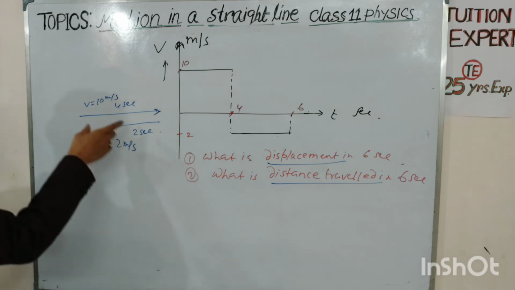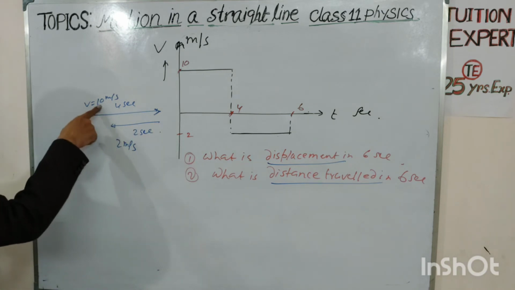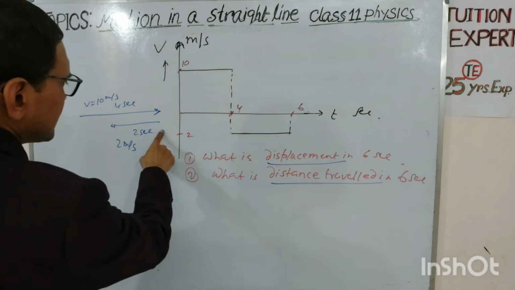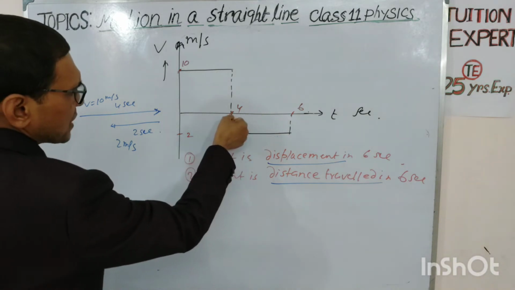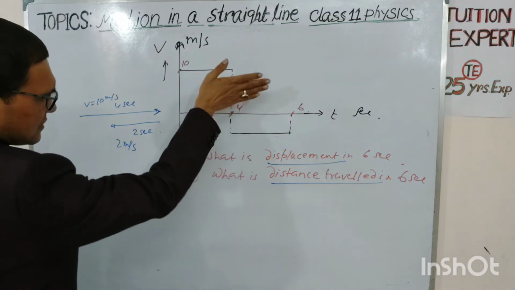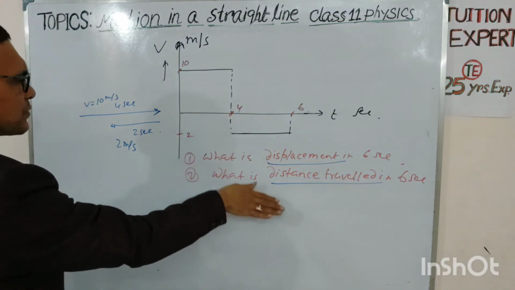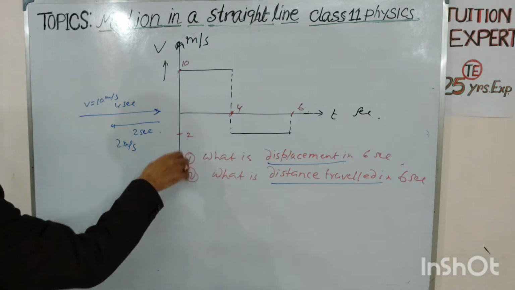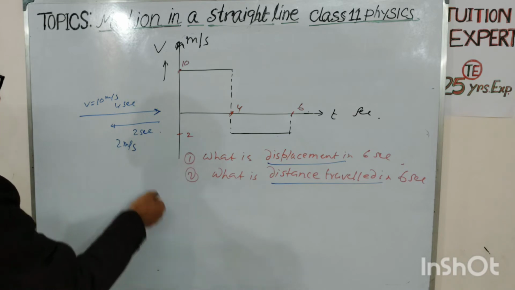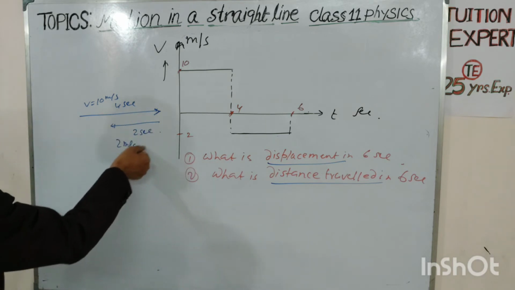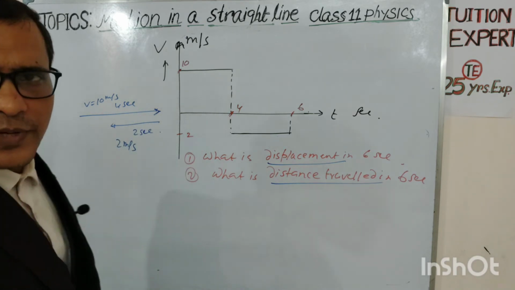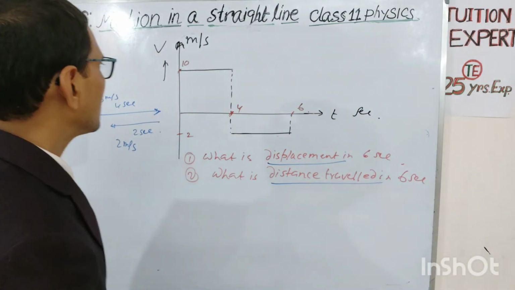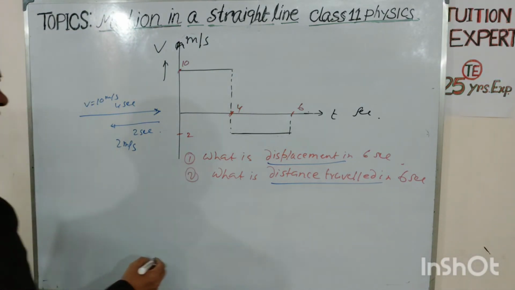So the particle moves 4 seconds with velocity 10 meter per second, and here after 4 seconds the graph is below. So the direction of the velocity changes, and it travels 2 seconds with velocity 2 meter per second. Okay. Now what is the distance travel here?